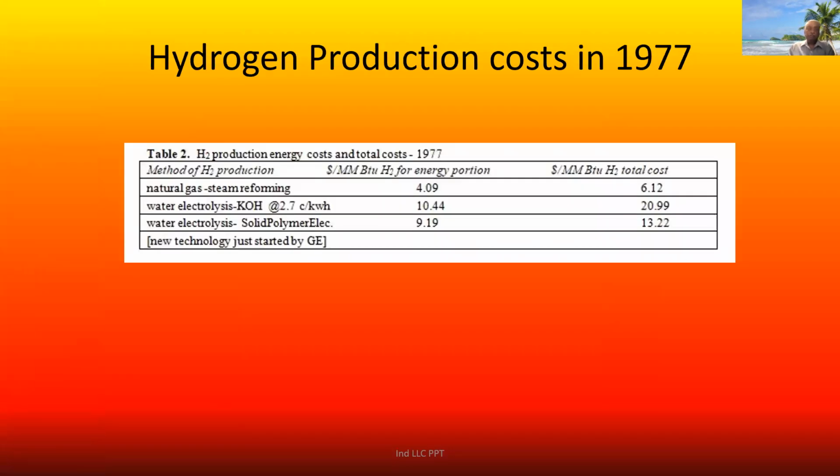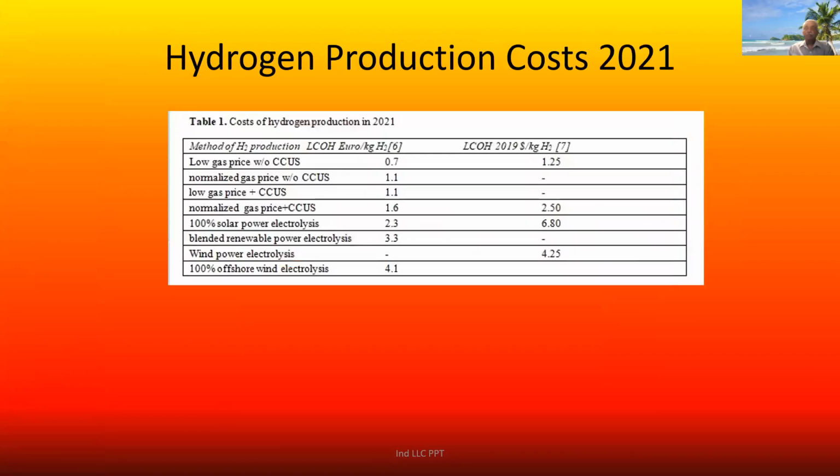Next slide shows the cost picture of making hydrogen by a couple of methods, which showed the water electrolysis cost 3 times as much as the natural gas steam reforming. That natural gas steam reforming did not include the cost for carbon dioxide sequestration. We come back 45 years later to the year 2021. That was last year.